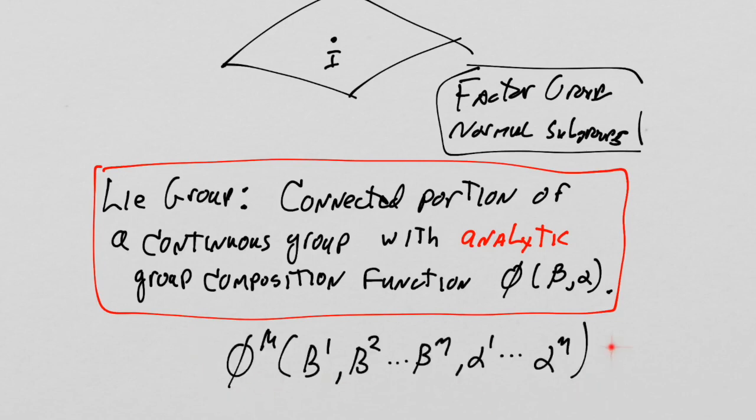looks like this, right? The muth component of the product of group elements beta and alpha, the muth coordinate, is a function of the eta coordinates of beta and the eta coordinates of alpha, right? And this is what's continuous, and this is what's analytic, right? We can do Taylor series in each of these variables. So it's worth explaining why this Taylor series thing is such a big deal.